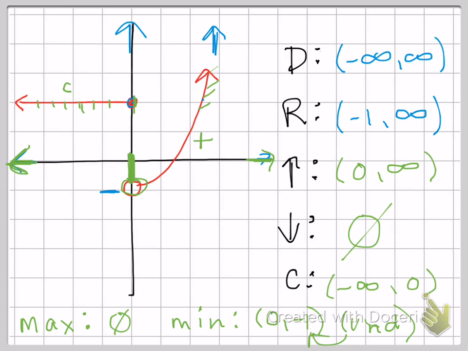So that's all for today. We're going to pick up with this tomorrow and do some practice on dissecting our graphs.